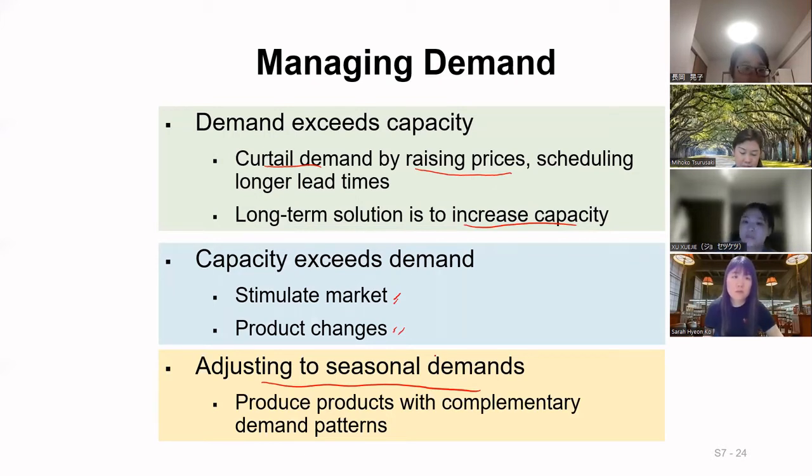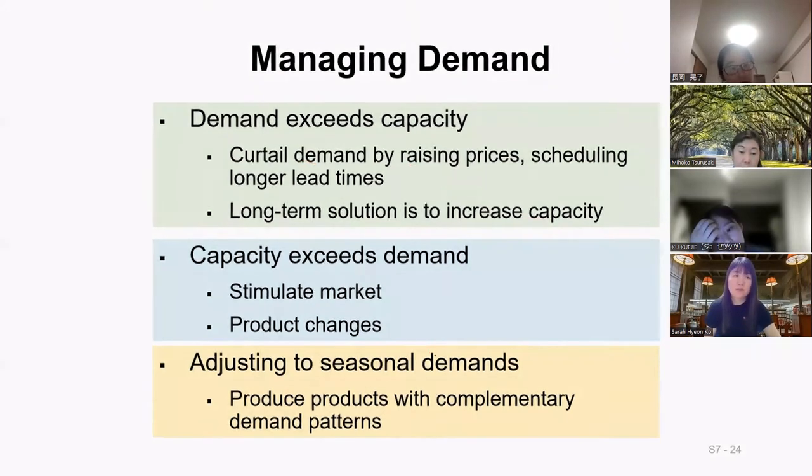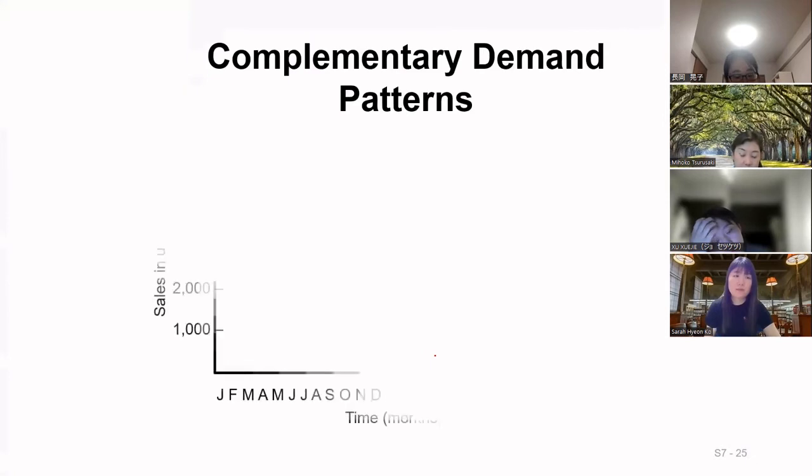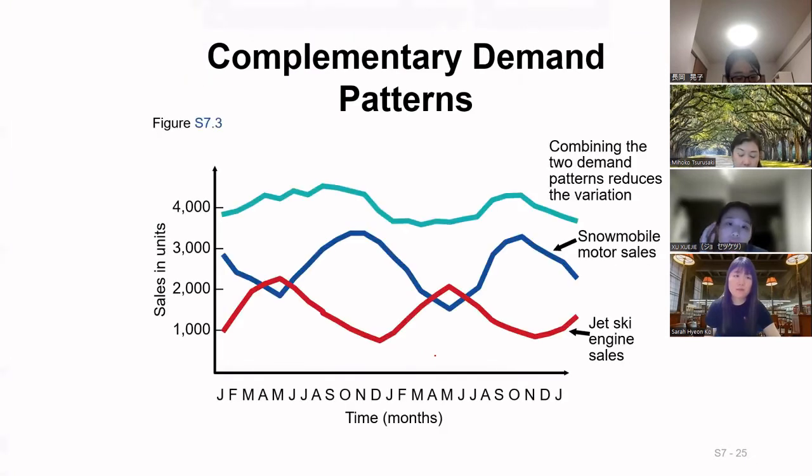Or even Honda. Honda produces motorcycles. They also produce jet skis. So they can adjust according to the seasons. Okay. So that is trying to match the demand.